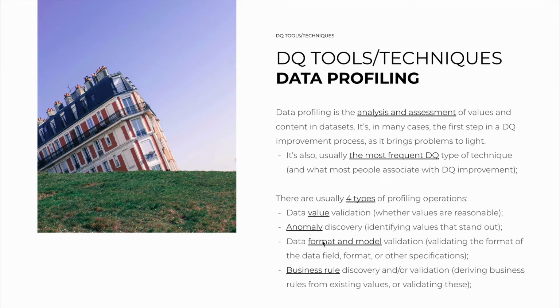The third is data format and model validation. It's a little bit like the reverse of the first. So in this case, you validate the data fields or the formats or the specific patterns based on the values. For example, when you have numbers in character fields, that's not a value problem, it's the actual format that is reversed. And finally, we have business rule discovery and/or validation. That is, you derive the possible business rules for the values based on the existence of these values. For example, if all names are character strings up to 128 of length, then that rule is suggested for that data field. Or you can take existing rules and you can validate them with profiling.